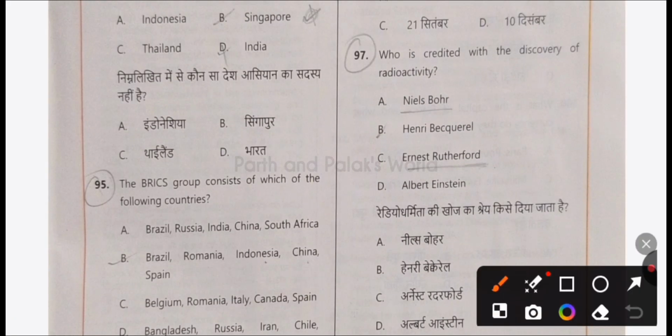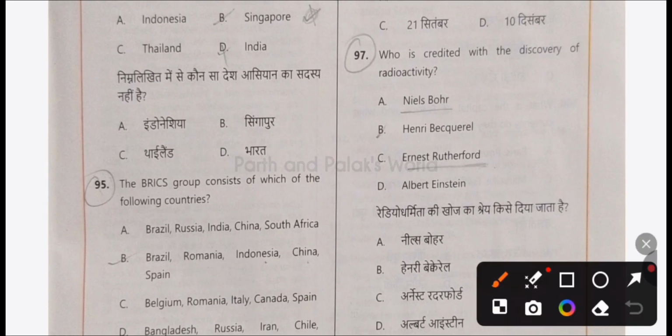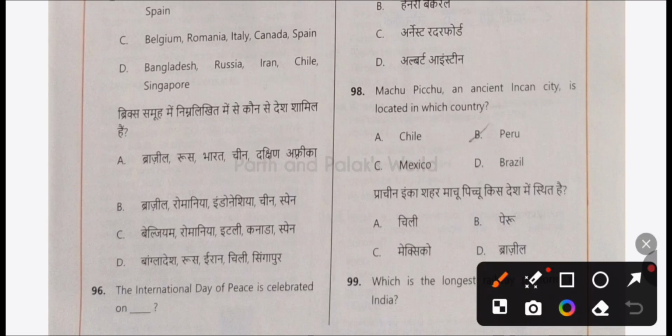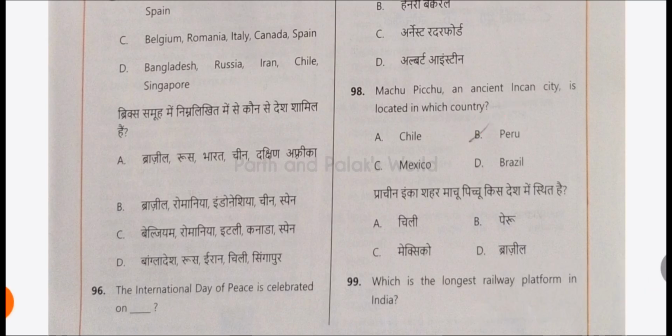Question number 97. Who is credited with the discovery of radioactivity? Correct answer is option B. Moving on to question 98. Machu Picchu, an ancient Incan city, is located in which country? The correct answer is option B, Peru.